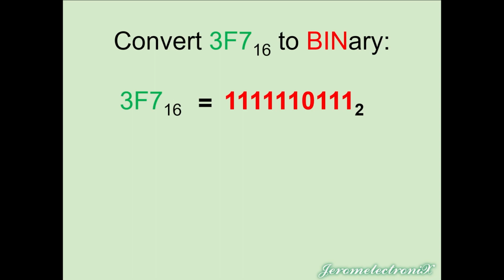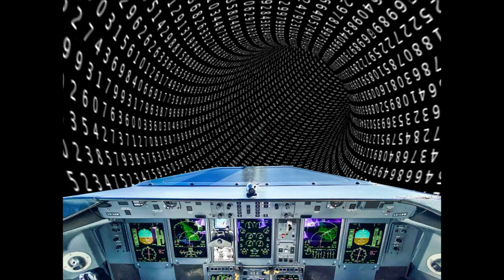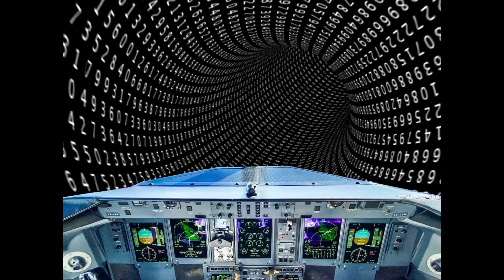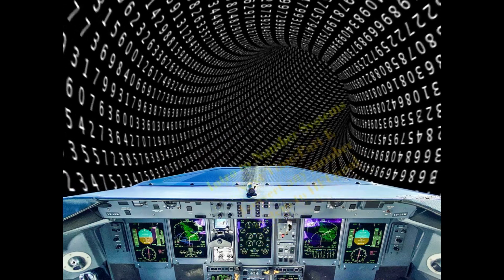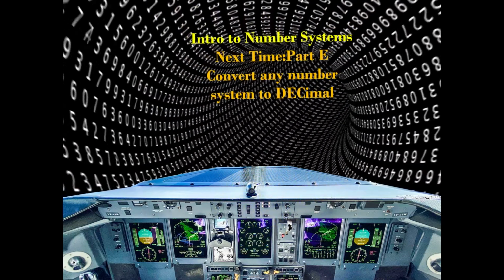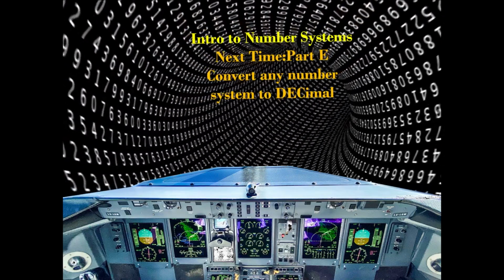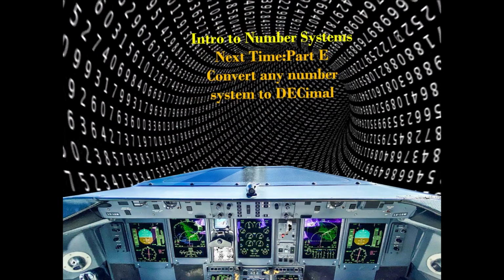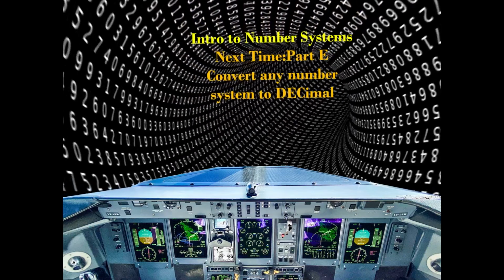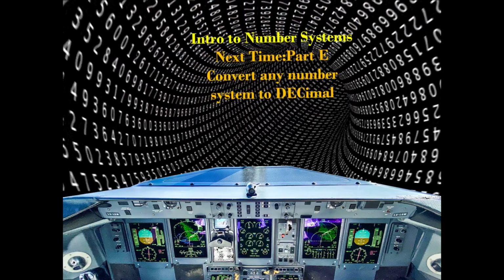We want to maybe talk a little bit about what we'll be talking about next time. So this again is Jerome Electronics. Next time we're going to be talking about a continuation of number systems. We've already done part A, part B. That was the first video. The second video was part C, part D. The third video will be part E, and in that we'll be learning how to convert any number in any number system to the decimal system.